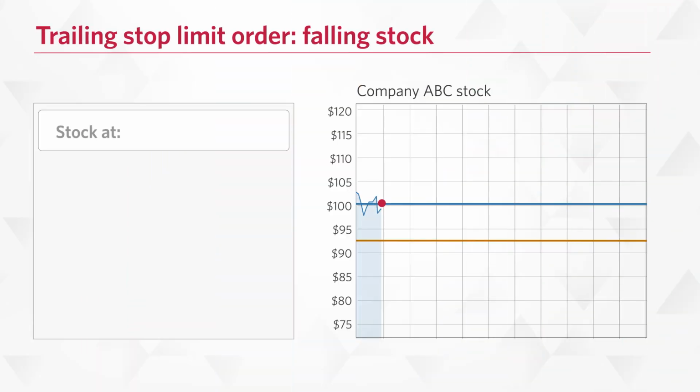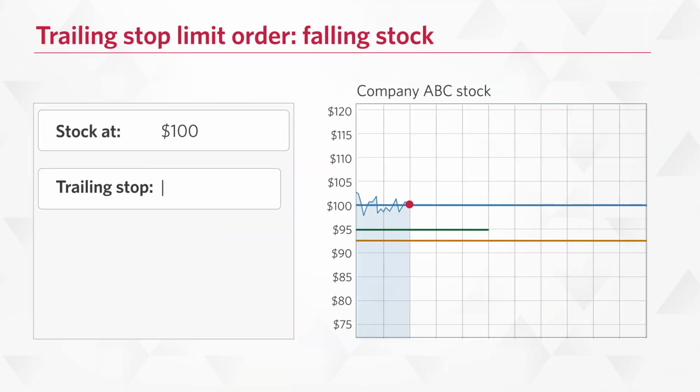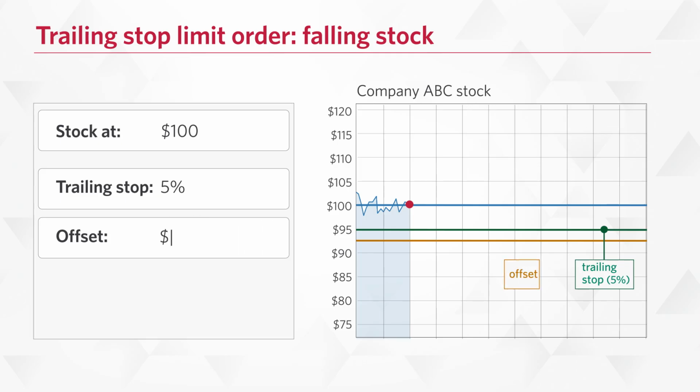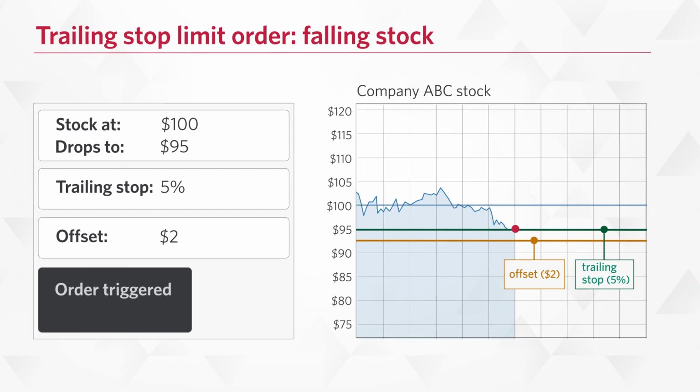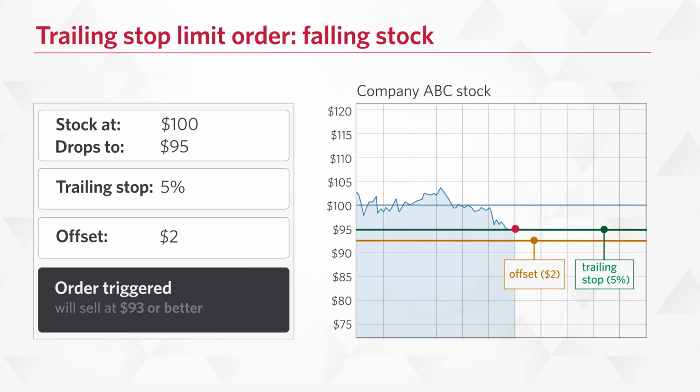Let's look at two examples with the trailing stop limit. Suppose your stock hits $100 and you've set a 5% trailing stop and a $2 offset. If the stock drops to $95, your stop limit order is triggered and will execute only if your shares can be sold at $93 or better. Let's recap. Your order is triggered at $95 because $100 minus your 5% trailing stop is $95, and your order executes at $93 or better because your $2 offset is subtracted from the $95 where the order was triggered.